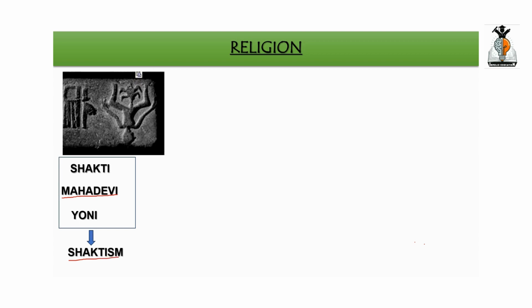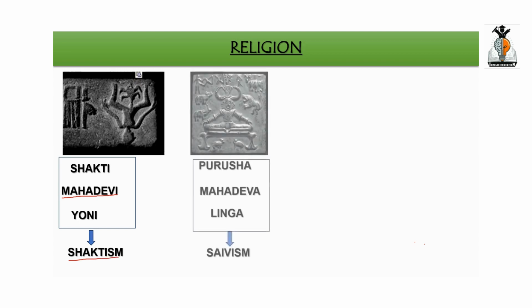The other religious practice was Saivism, in which the followers worshipped Purusha, also called Mahadeva or Lingam. This practice is called Saivism. Basically, Shaktism was the worship of goddess Sati, while Saivism was the worship of Lord Shiva. Even though both these religions were separate, both Shakti and Purusha embrace the concept of sexual dualism of a single god.